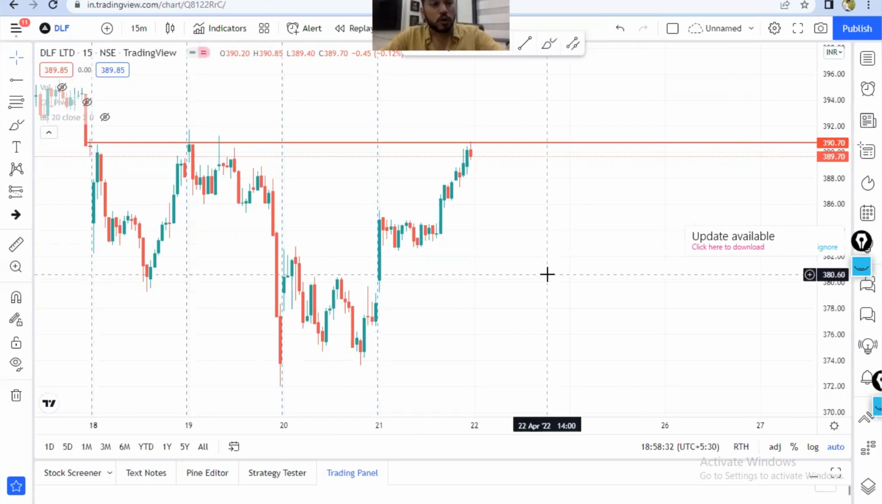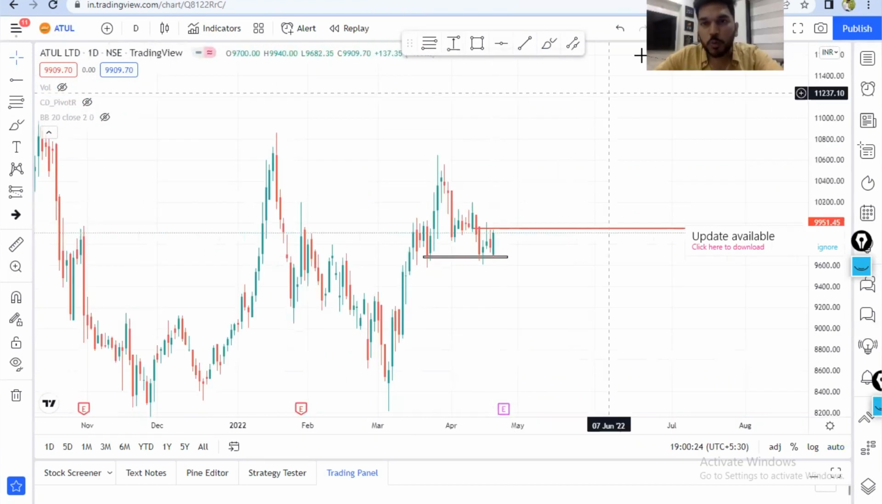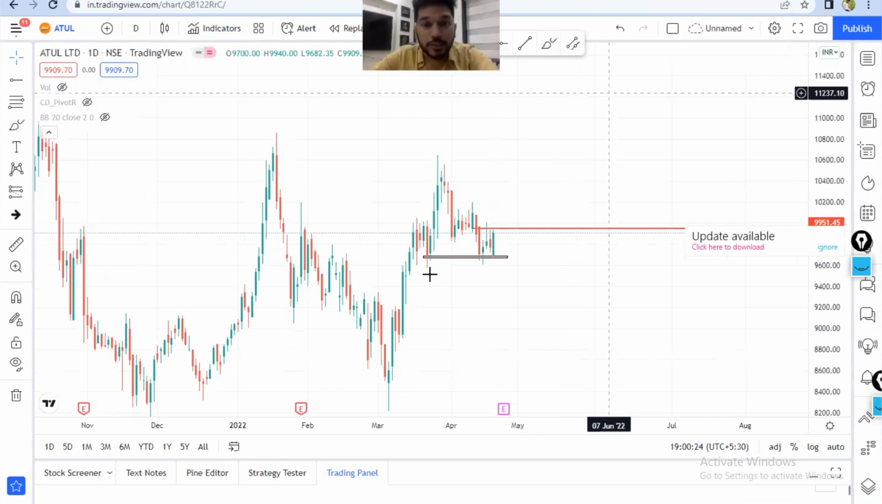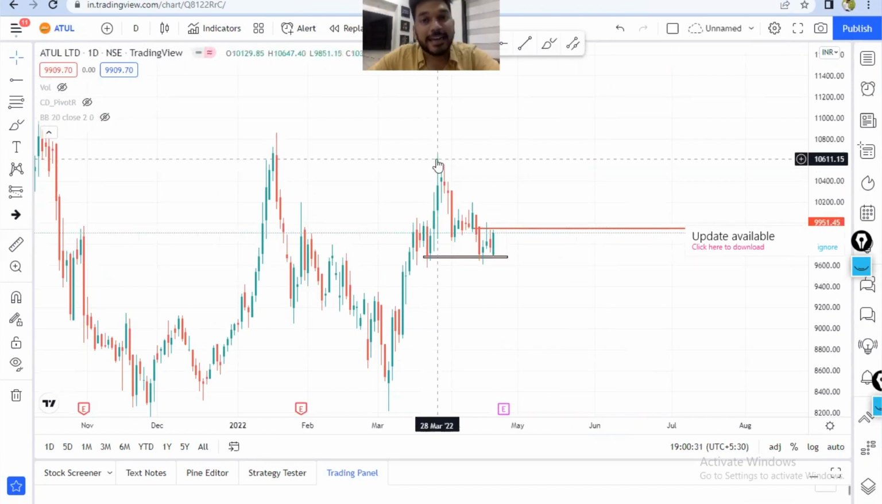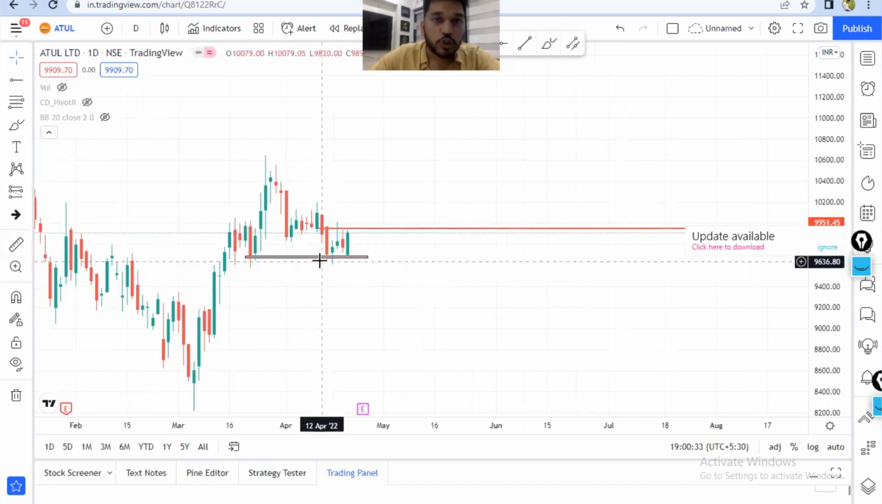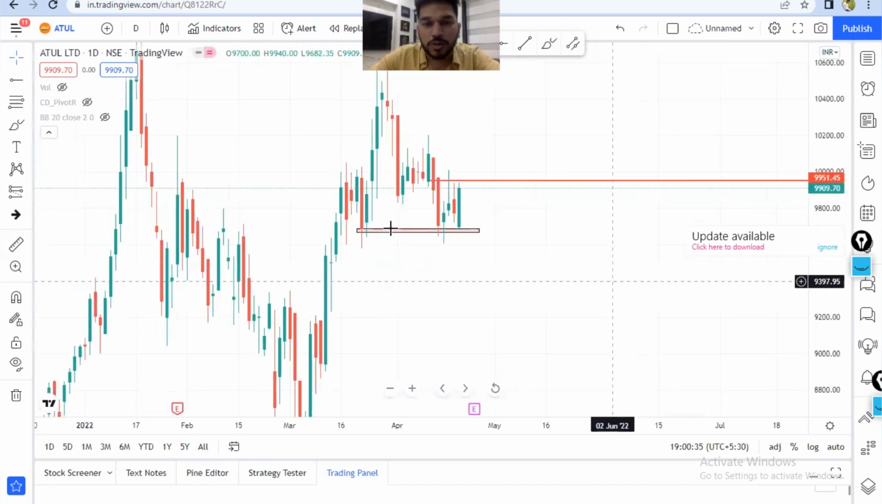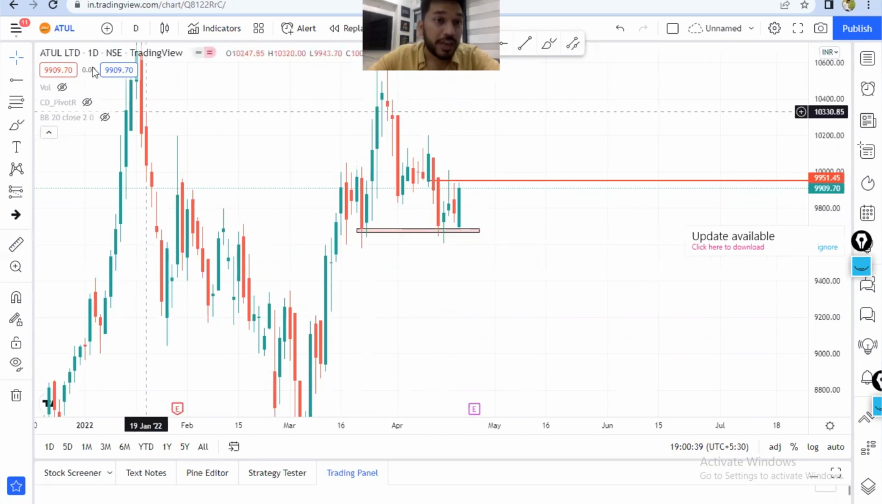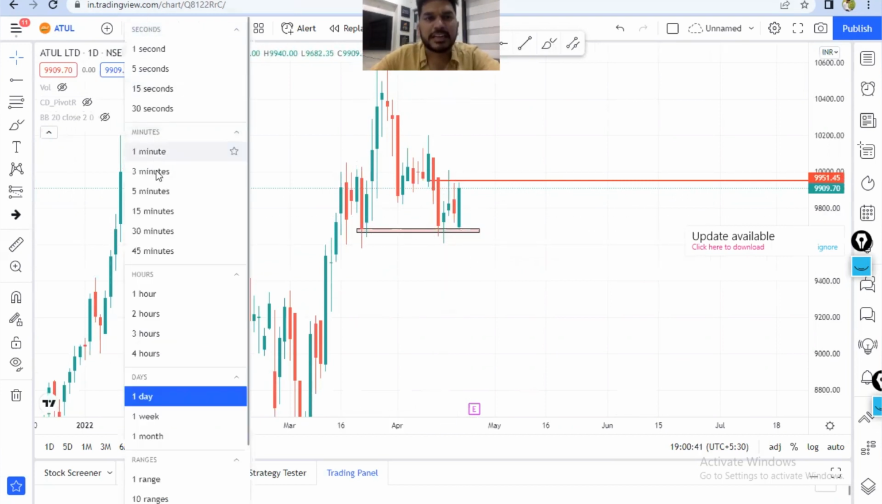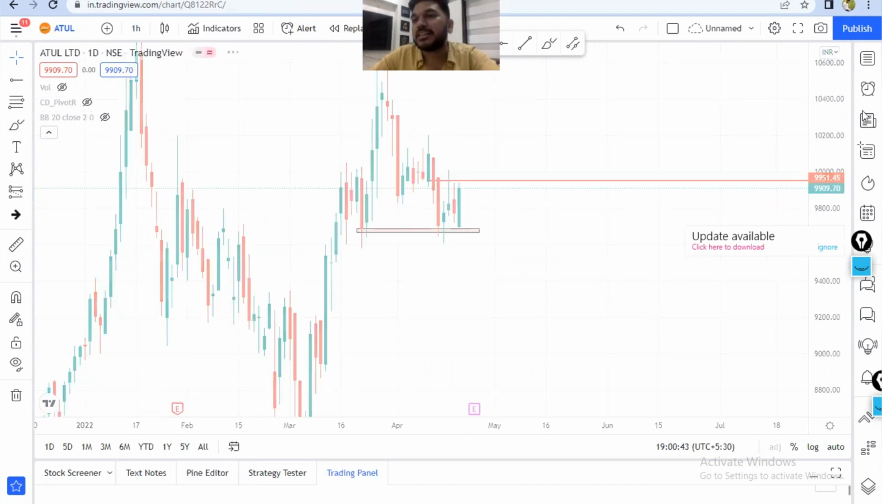Now let's move on to another interesting stock, which is Atul Limited. If you see, this was a demand zone from where the stock made a new high, and now we have the stock forming a good base formation over here. That is a good W pattern at a value area. Let's go to something like an hourly time frame to understand the price even better.